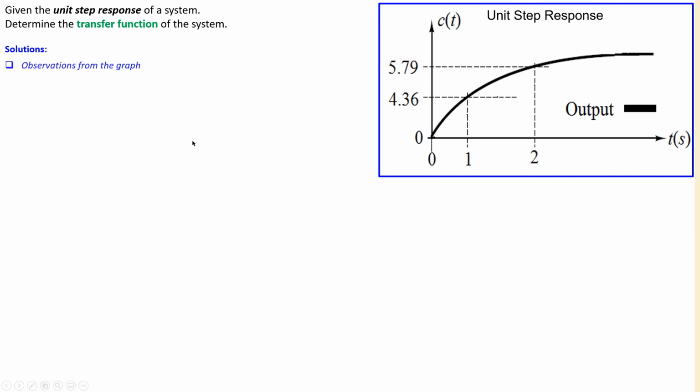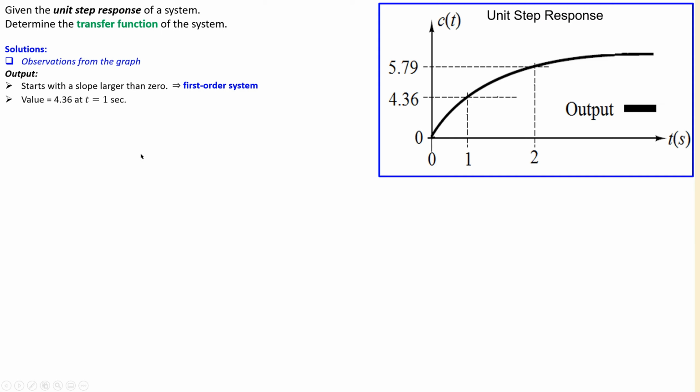So the solutions, again, we make observations from the graph, and if I look at the output response, we can see that this slope has again a value which is larger than 0, and this shape is again very similar to a first order system. Now in this case I assume, and I can then use the approximation, that this is a first order system, since the slope here at the origin, at the start, is non-zero, it's positive, and it has the shape of a first order system.